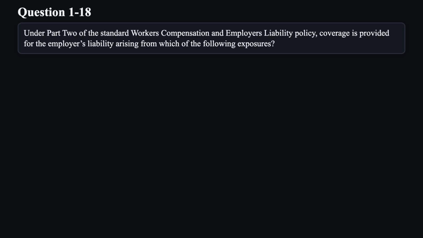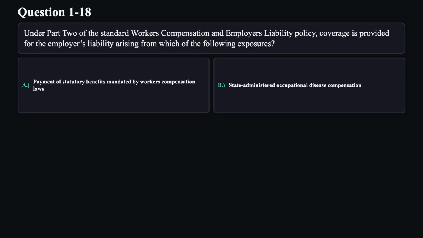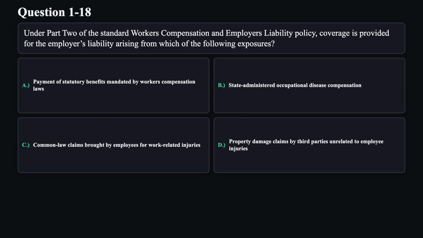Question 18. Under Part 2 of the Standard Workers' Compensation and Employers' Liability Policy, coverage is provided for the employer's liability arising from which of the following exposures? A. Payment of statutory benefits mandated by workers' compensation laws. B. State-administered occupational disease compensation. C. Common law claims brought by employees for work-related injuries. D. Property damage claims by third parties unrelated to employee injuries.